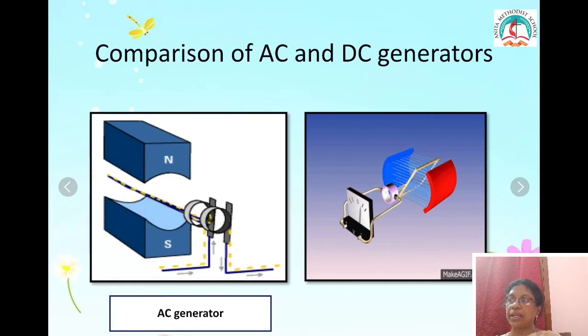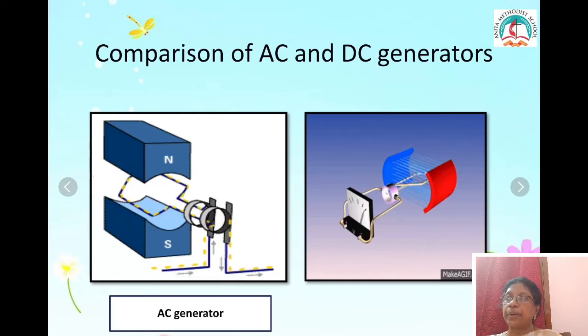In the DC generator, the armature, the rectangular coil, is connected to split rings. We call that commutators. Though the coil rotates in the opposite direction, there is always unidirectional current. Always current flows in one direction. In a DC generator we use a commutator. It changes the direction of the coil, but the current flows in one particular direction.